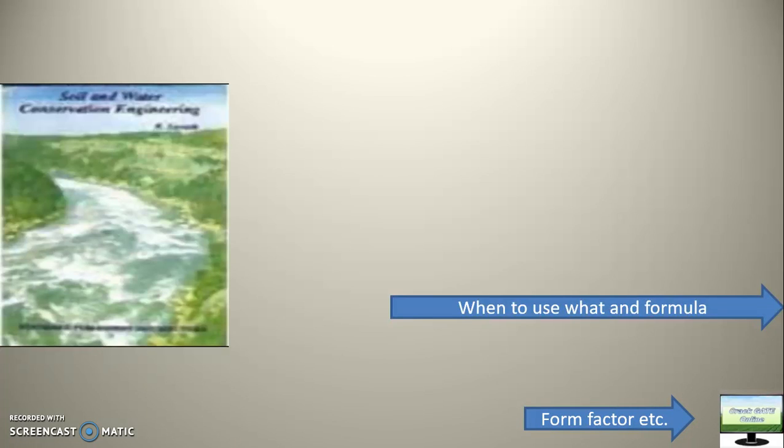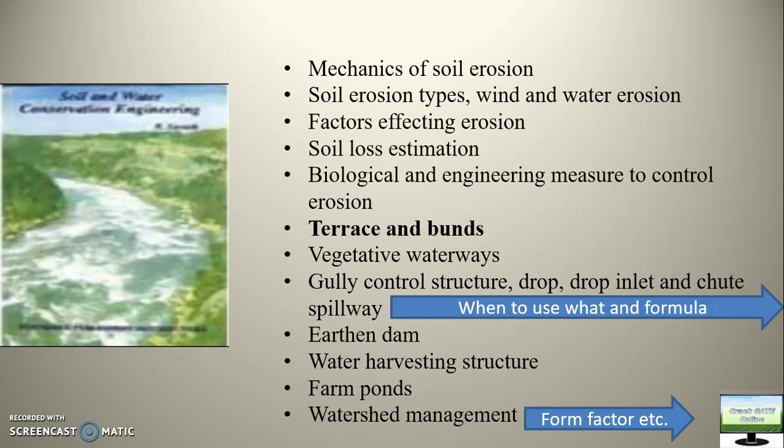In this book also, more or less, you have to study the entire book. But I will tell you that some chapters are far more important than others. So let's see those chapters. In this you have to study the mechanics of soil erosion, how soil erosion happens, by what agent, like wind and water. These are the two primary factors responsible for erosion.